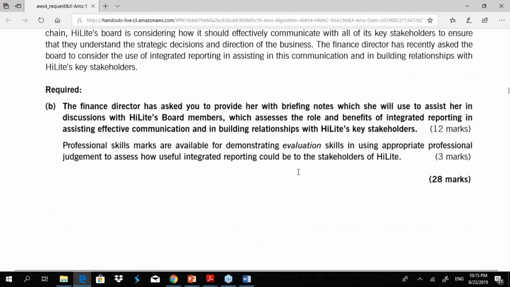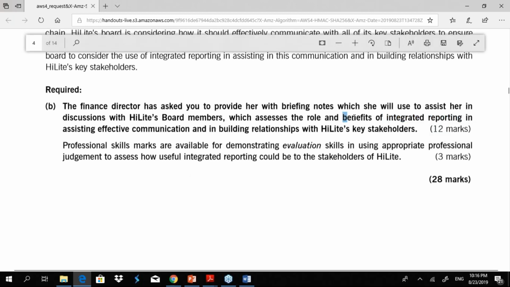And then briefing notes which she will use to assist her in discussion with Highlight's board members, roles and benefits of integrated reporting. Now this is technical now. Right, benefits of integrated reporting. So we should know what is integrated reporting, the 6 different types of capital, the underlying principles.